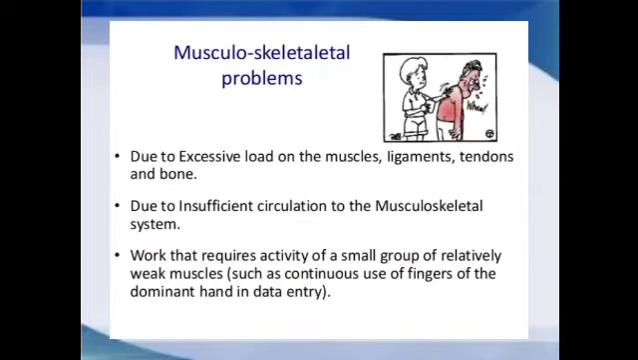Let's move on to musculo-skeletal problems. So, it is due to excessive load on the muscles, ligaments, tendons, and bone. Then, due to insufficient circulation to the musculo-skeletal system. Then, work that requires activity of a small group of relatively weak muscles, such as continuous use of fingers of the dominant hand in data entry.